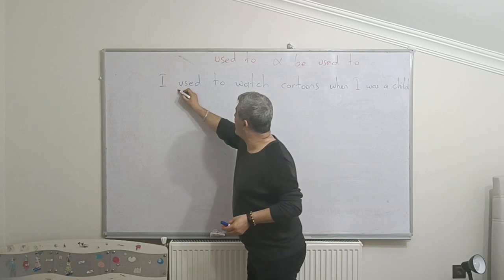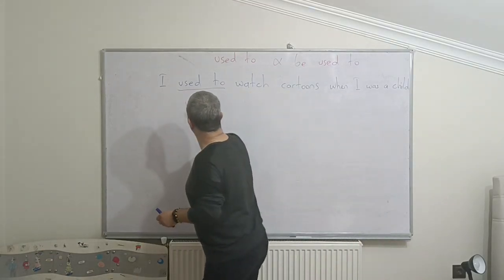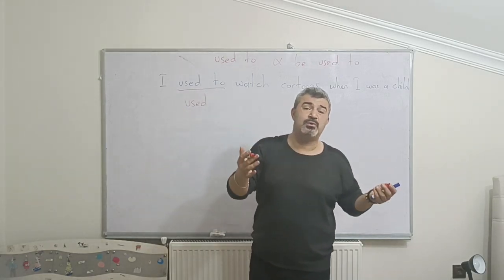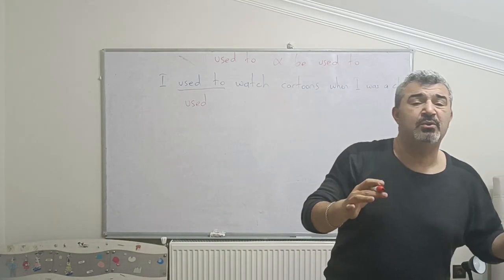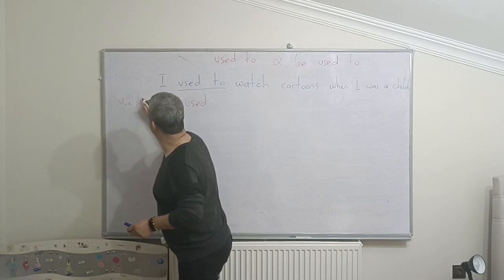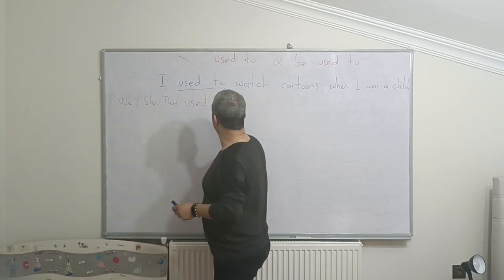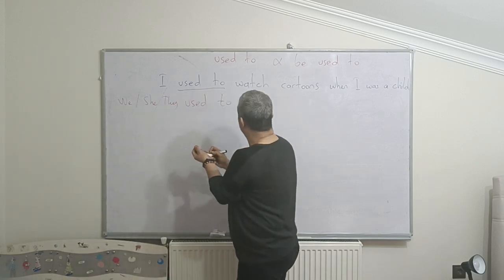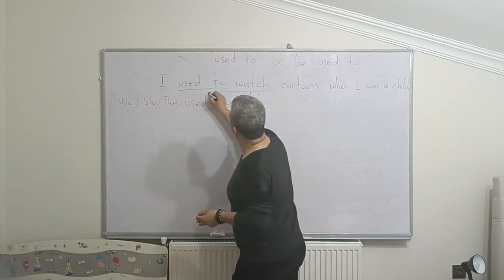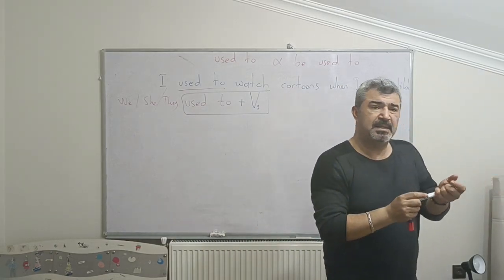So, when you say I used to, when you look at the structure, we use used to after the subject. I used to, you used to, he used to, she used to. For all the subjects, it is the same: I, you, we, she, they. I always use used to. And after used to, we use the main form, the first form of the verb. Let me give you some examples.